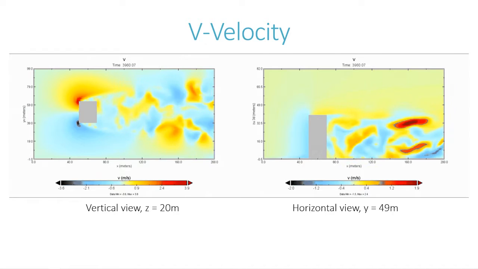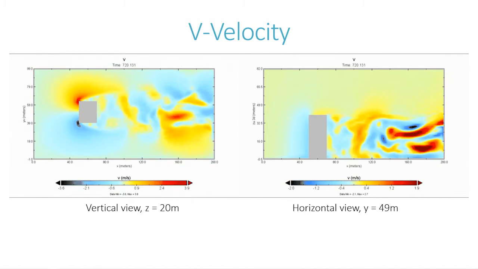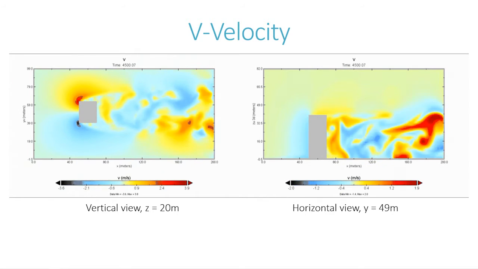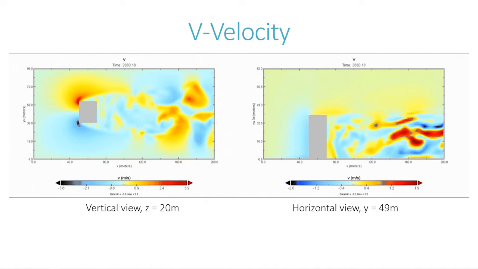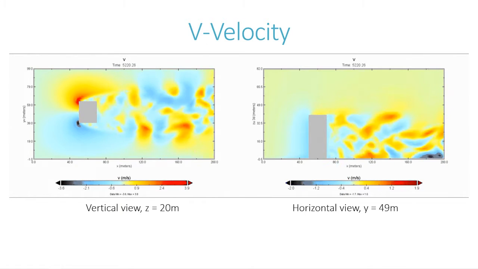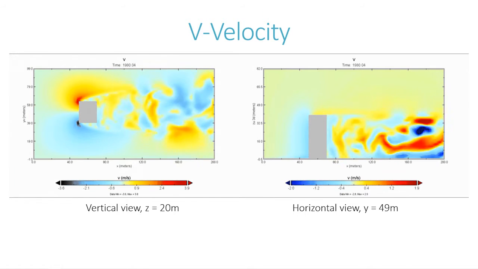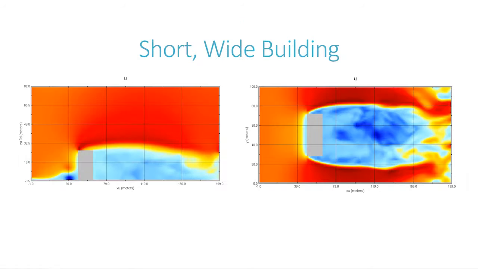And this is the v velocity, which is the velocity component in the y direction. You can see on the left plot, this vertical view, this is to be expected. You have an area of high velocity and negative velocity on the top and the bottom of the building, respectively. This just means that the flow is going around the building, and this would be expected.